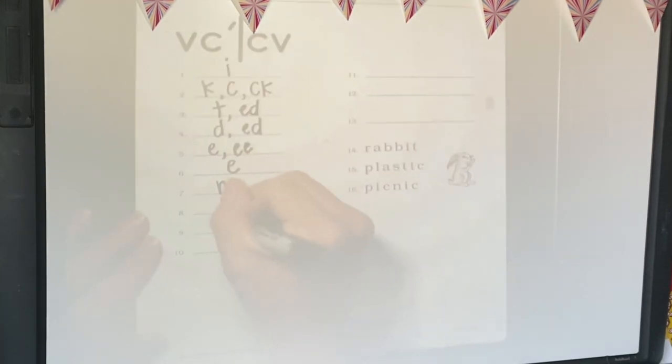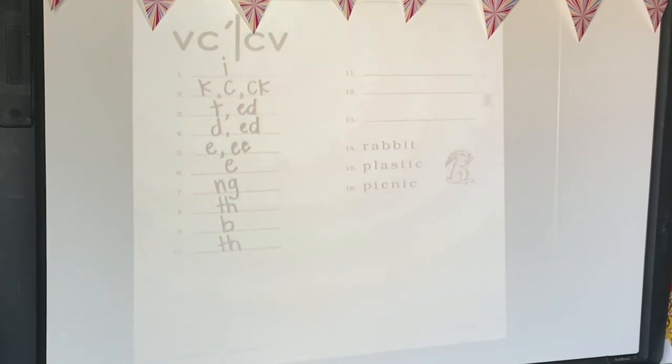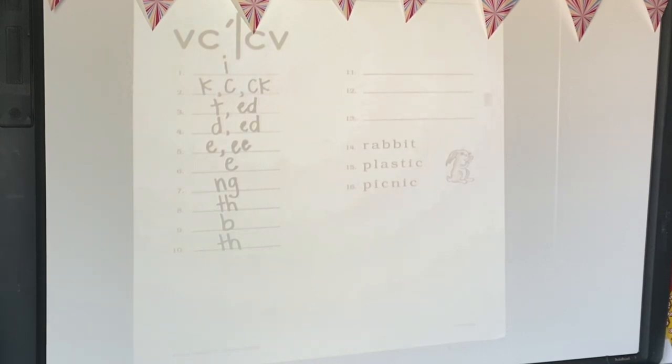Letter B makes the B sound. Great job. Last one, number 10. Our letter sound is th. That's the unvoiced sound that TH can make. We know TH makes th and th, voiced and unvoiced. Wonderful job.